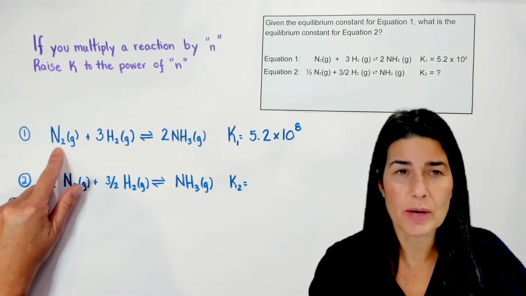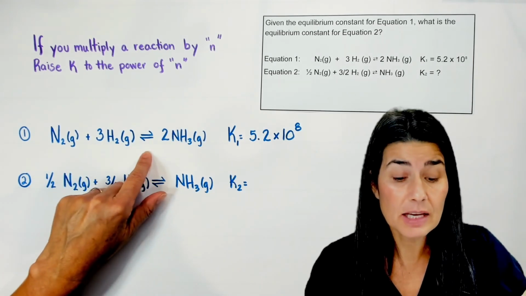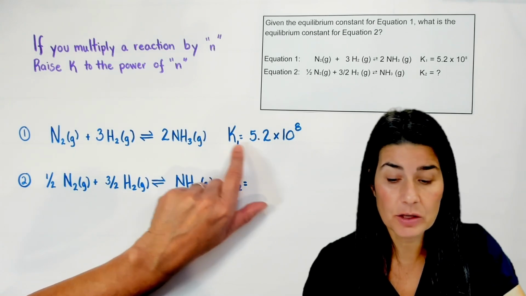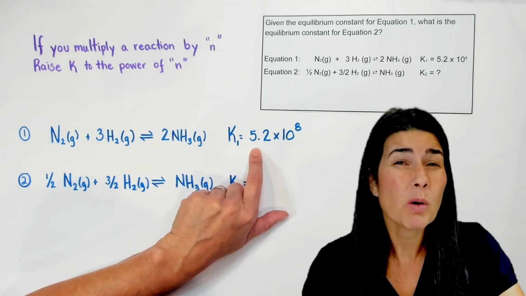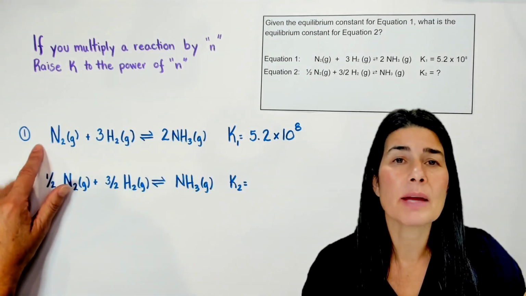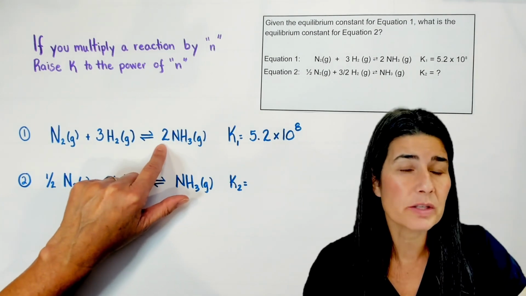Suppose you had the equation where nitrogen reacts with 3 hydrogens in equilibrium with 2 ammonias, and then they give you a K value equal to 5.2 times 10 to the 8th. But what if you didn't want the reaction written this way, where you had 1 mole of nitrogen and 3 moles of hydrogen and 2 moles of ammonia?